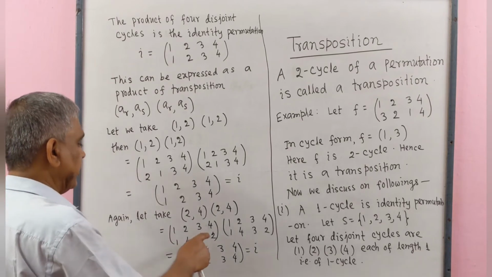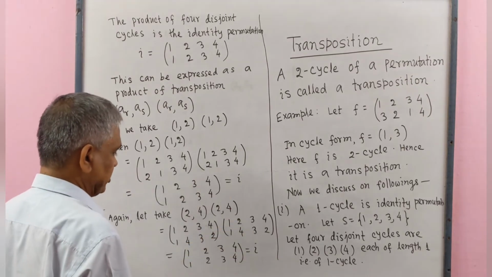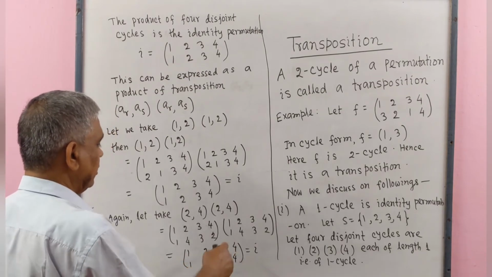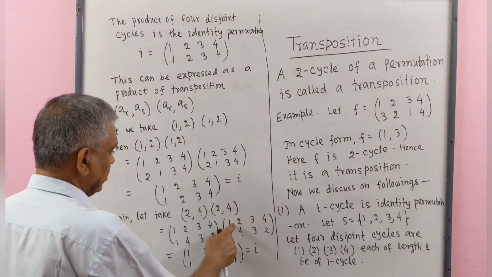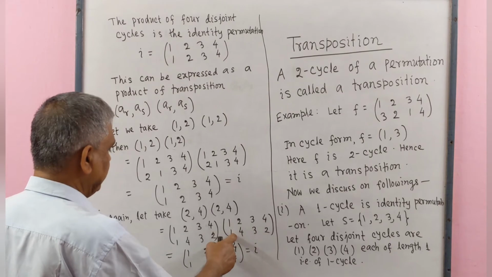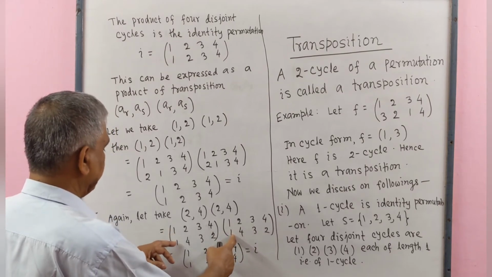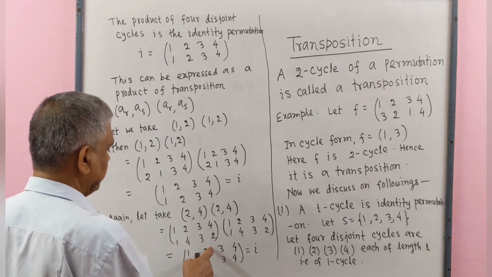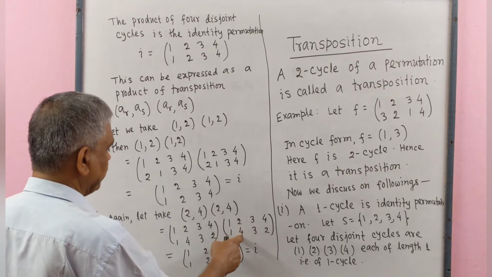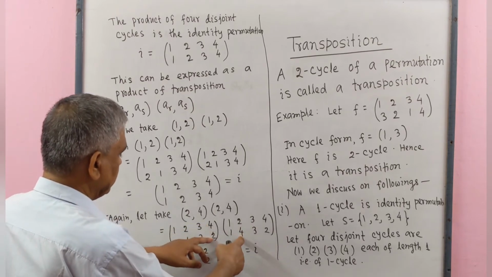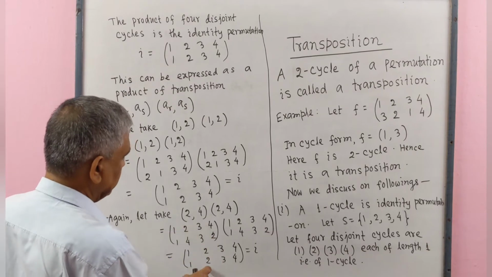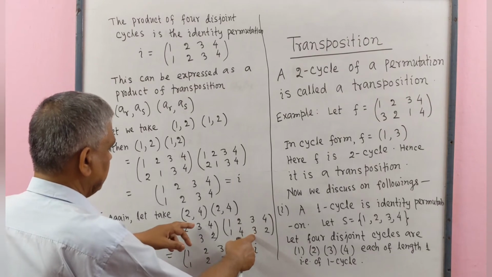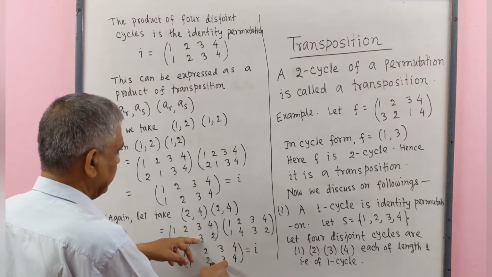Now we get the product of two permutations. So firstly we write 1 2 3 4. Now we take image of 1 is 1. Then here image of 1 is 1. So we write 1 under 1. Now we write for 2. Here image of 2 is 4 and image of 4 is 2. So we write 2 under 2. Here image of 3 is 3. Here also image of 3 is 3. So under 3 we write 3.